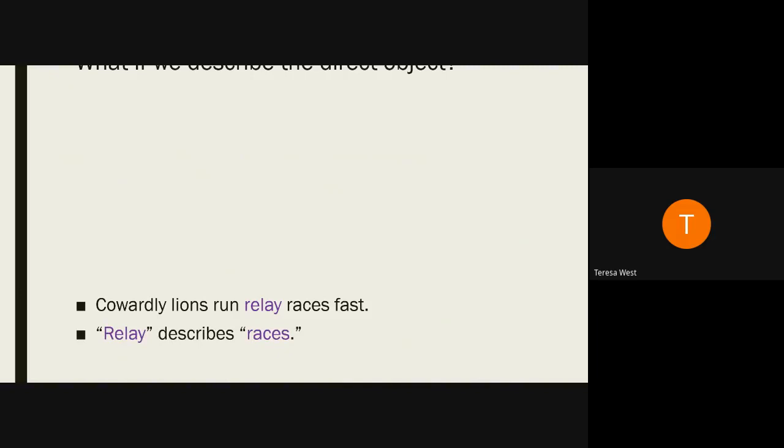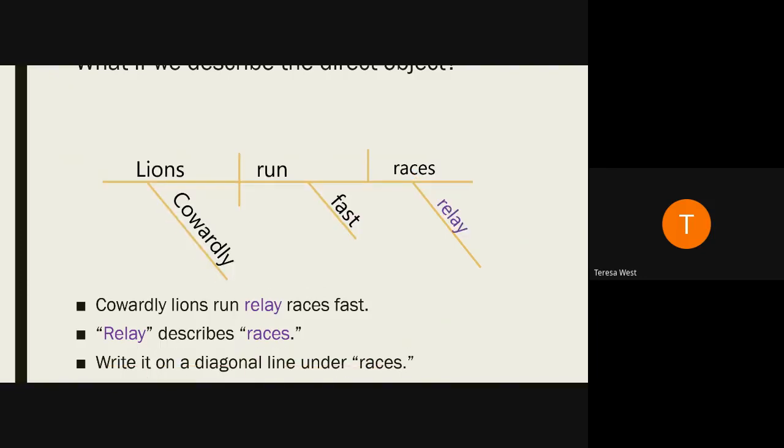Now, if we were to describe the direct object, we're going to do something similar to what we were doing earlier. So let's say that cowardly lions run relay races fast. Relay describes the races. So you write it on a diagonal line under races. So if you haven't picked up on it, our descriptors are always going to be diagonally coming off of the word that they describe, that they modify. Cowardly describes lions, fast describes run, relay describes races. Okay, so this is how we diagram adjectives or adverbs or articles, so any type of modifier.